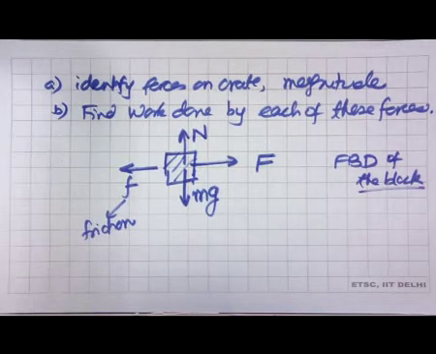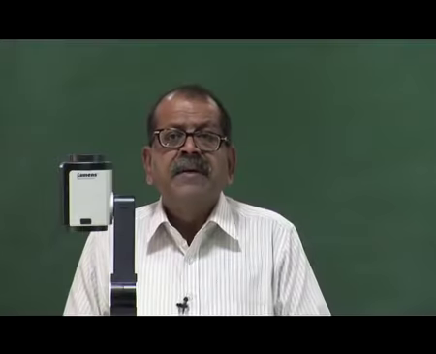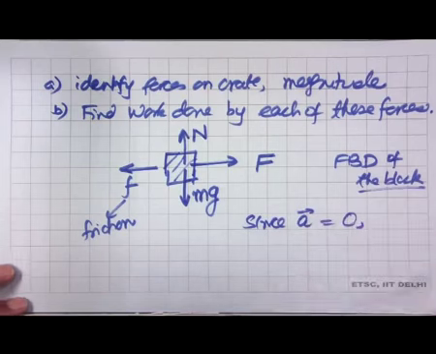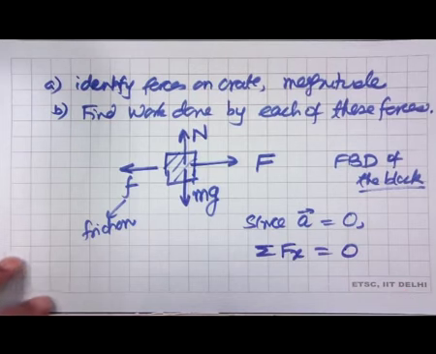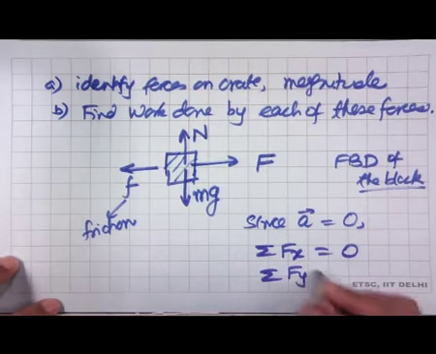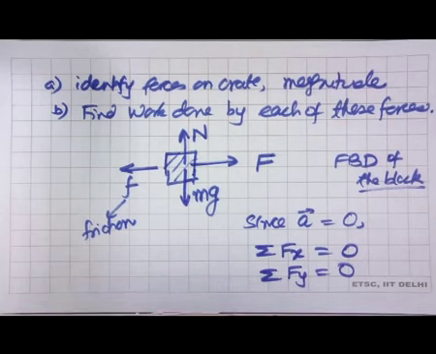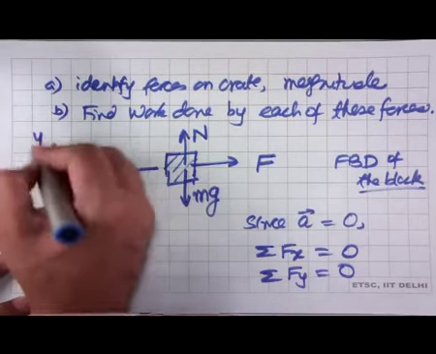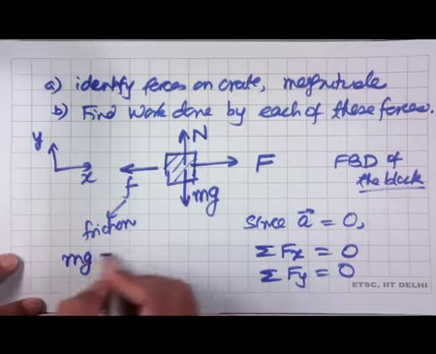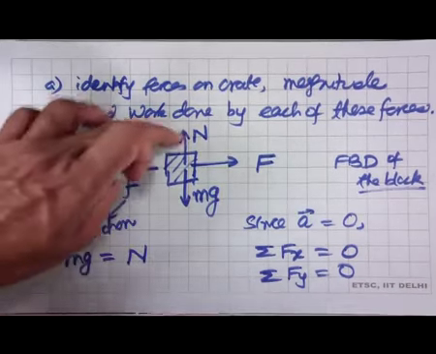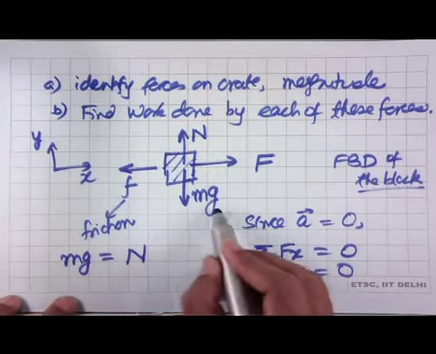Now, what is given to us? It is given that the block is moving with a constant velocity. Since the acceleration of the block is equal to 0, the sum of forces in the x direction has to be 0. Obviously, the sum of forces in the y direction is 0 because the block is moving in a horizontal direction, so there is no acceleration in the y direction. This is our x direction, this is our y direction. Now, when I write this, I get mg is equal to n. That means the normal reaction, which is an unknown, is equal to m times g.